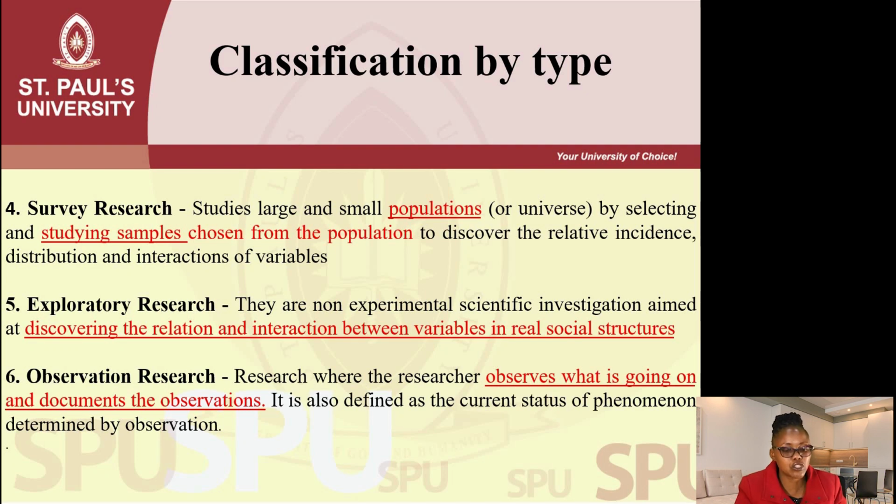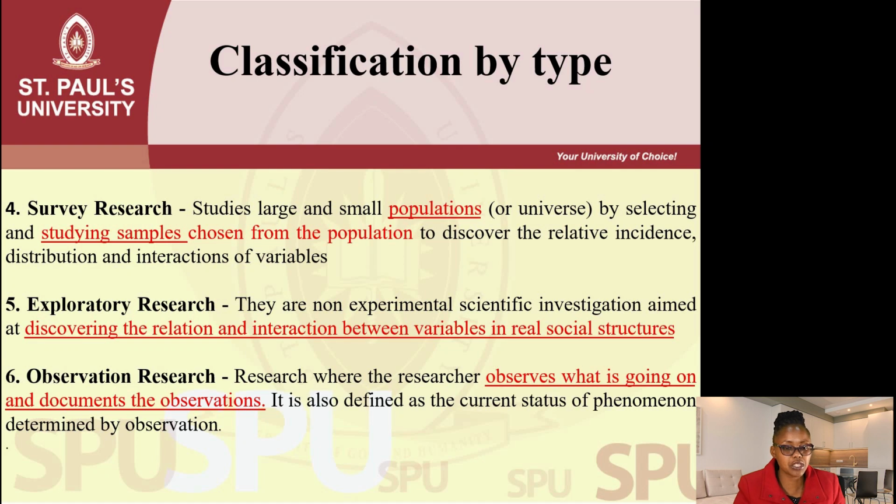And the last one is observation research. This is research where the researcher observes what is going on and documents the observation. It's also defined as the current status of phenomena determined by observation. So basically, just like the topic suggests, you are collecting your data through observation, by watching. You utilize, let's say, the five common senses. You are looking, listening, smelling what is around, and touching what is happening. And from there, you are able to collect your data.